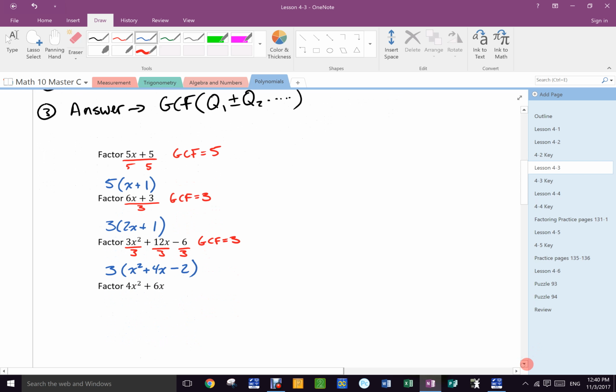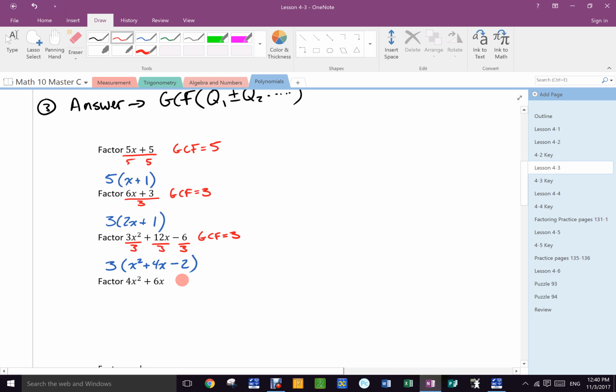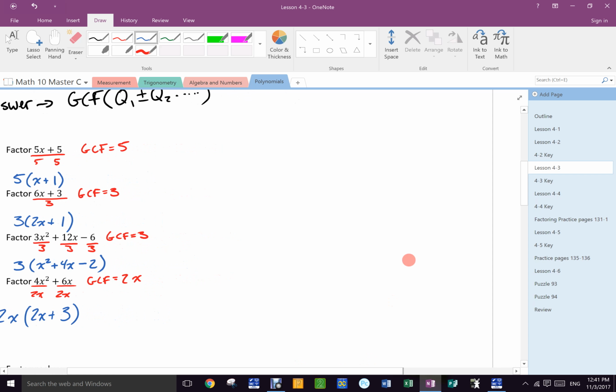What's the last one? What's my GCF? 2x, because now there's an x in both of them. So what do I divide by? So what do I write at the front of my answer? 2x. What do I write in the brackets? 2x plus 3. And I'm done. Now, all of you should notice I left a giant white space over here, didn't I?